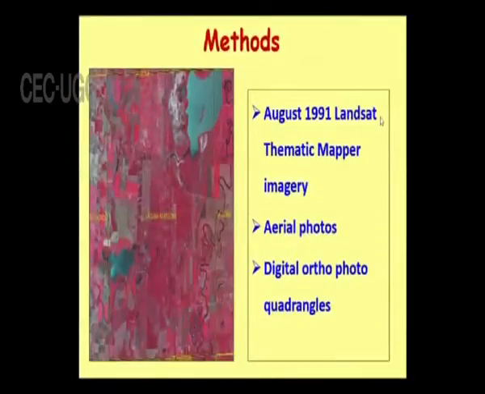Now, what method or experiment are we using? Here we are taking the Landsat thematic mapper image. We are also taking another image, the aerial photograph, and the digital orthophoto quadrangles.